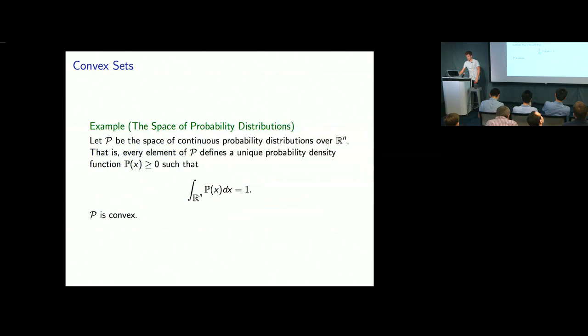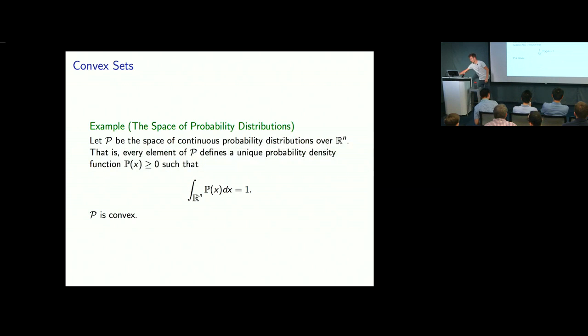So there's a lot of interesting sets that are convex. One of my favorites is the space of continuous probability distributions over Rn. This is a pretty complicated set. Every point in this set defines a valid probability measure, so p of x, such that it integrates to 1 over all of Rn. And that includes things that are on compact domains. And so all of the probability distributions over Rn that are continuous is convex.